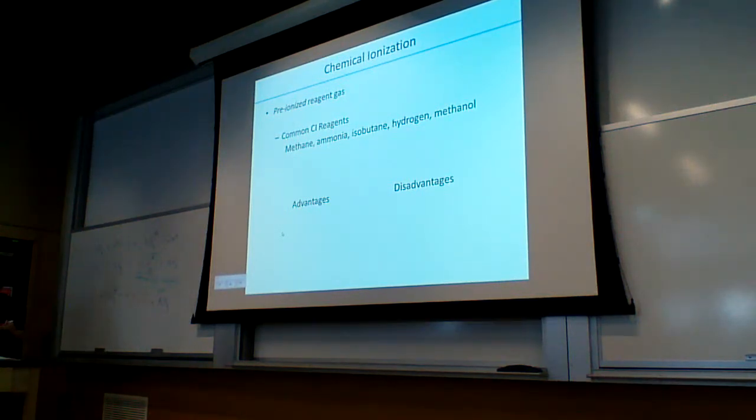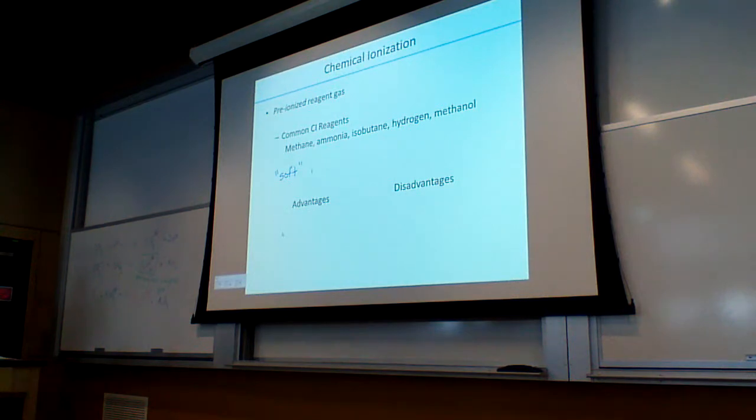It takes a lot less energy for a molecule to accept a hydrogen than it does to get bombarded by an electron and kick out another electron. So we would call this a soft ionization. And that typically leads to less fragmentation.